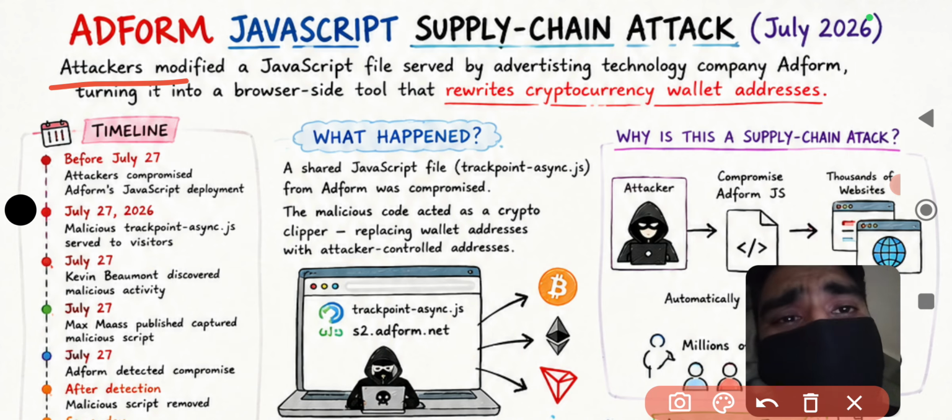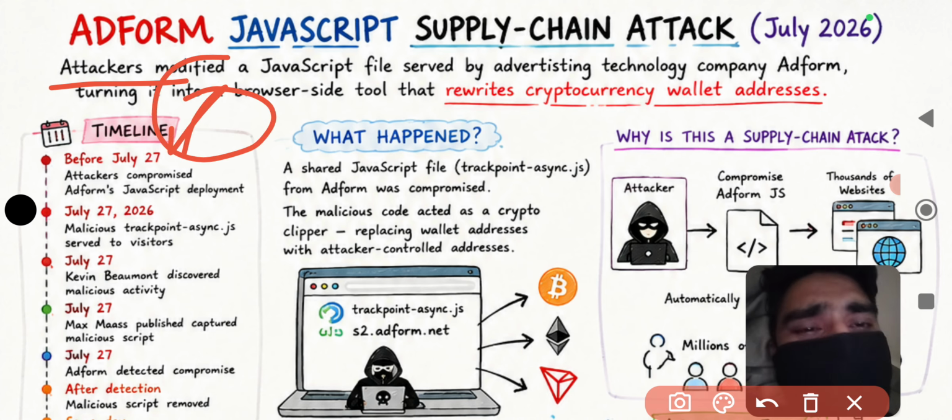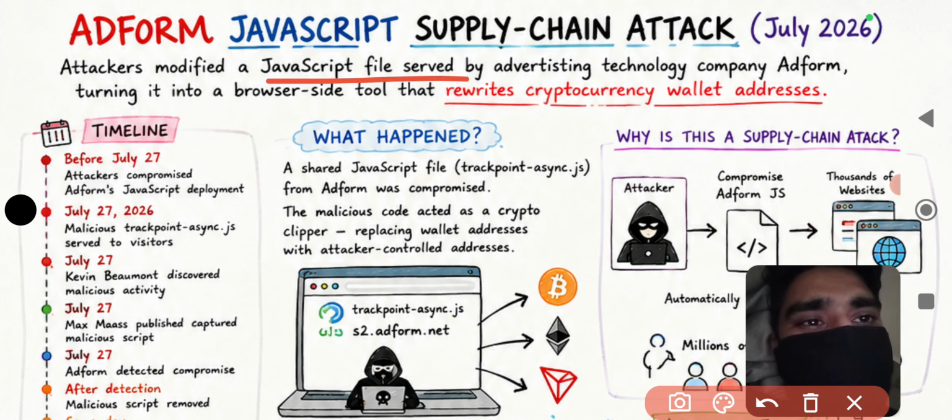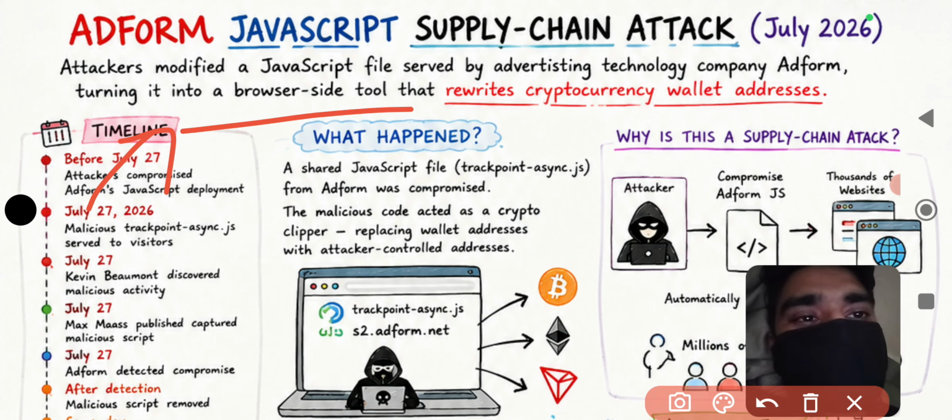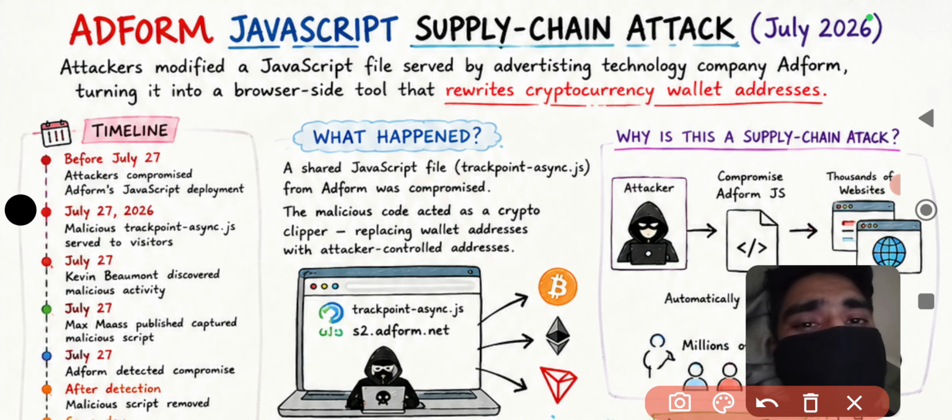Here is what actually happened, folks. The attacker started modifying a JavaScript file served by the advertising technology company Adform, which eventually turned into a browser-side tool that starts rewriting cryptocurrency wallet addresses. That is what the attacker did by modifying the JavaScript.